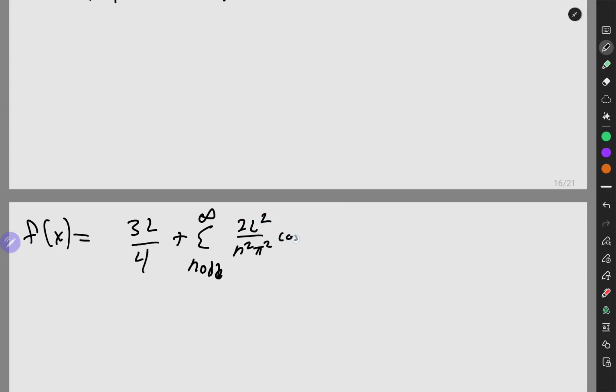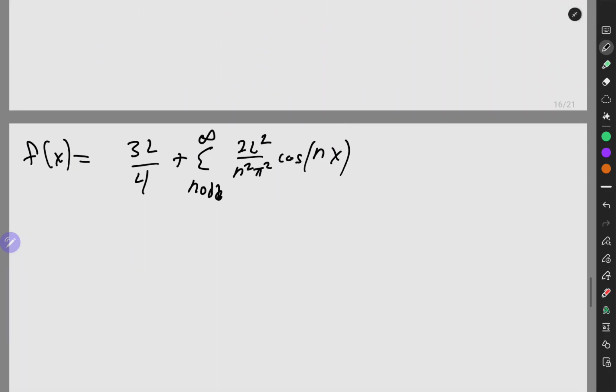This would be cosine n pi over pi, because the length is pi, times x. Pi's will cancel. Okay. Wait, is our length pi or L? No, it's L. I'm thinking of the last example. So sorry. n pi x. That's my fault. That was the last example I'm thinking of.